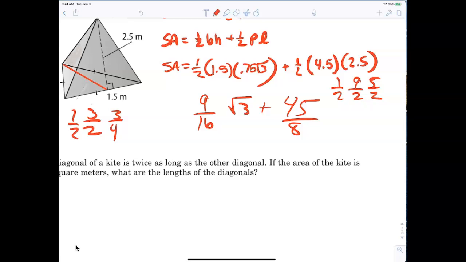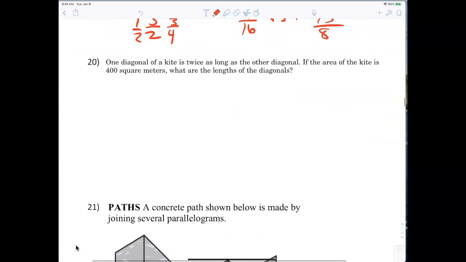You see what I'm saying? Why fractions are much easier to work with than decimals. Because I do not want to know what 45/8 is, even though you should know that's what? 5.625. Right? Easy, easy, easy. Anybody else? All right. With that being said, let's look at number 20.